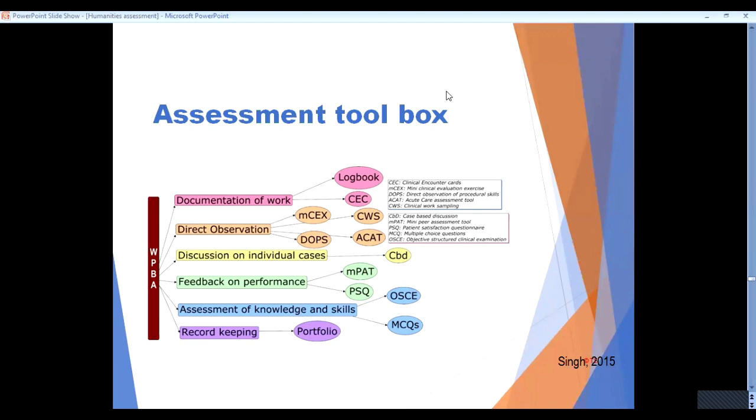For documentation of work, we have got logbook. Then for direct observation, mini clinical examination, DOPS. Then for discussion on individual cases, we have got case-based discussion. We have got MPAT. These are short forms. You can see the long forms also have been written here. For assessment of knowledge and skills, you can use OSCE and MCQs. Usually OSCE and MCQ are not included in WPBA. It is more for the shows level. And for record and feedback, we have got portfolios.